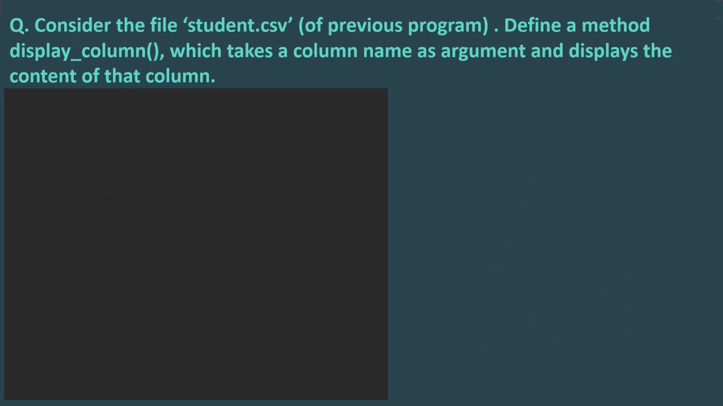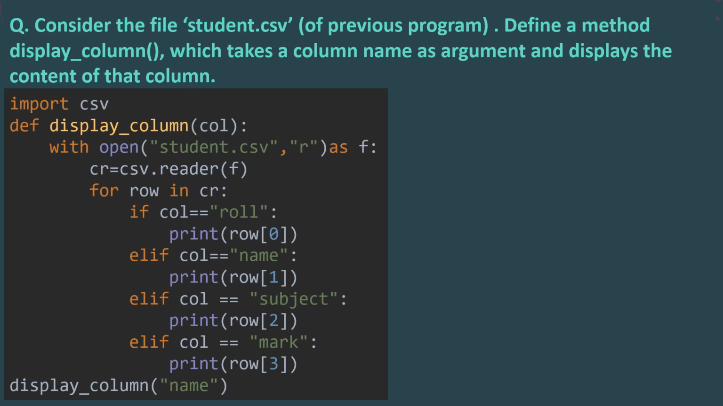Now consider the file student.csv of the previous program that you had done earlier, which is having these four columns: roll number, name, subject, and mark. Now define a method display column which takes a column name as argument and displays the content of that column. Here we don't want the record value, we want the column value for all the records. So that particular column you have to take as argument. So first of all, import the csv module and define the function, let's say display_column.